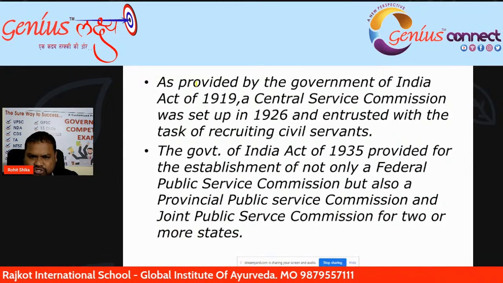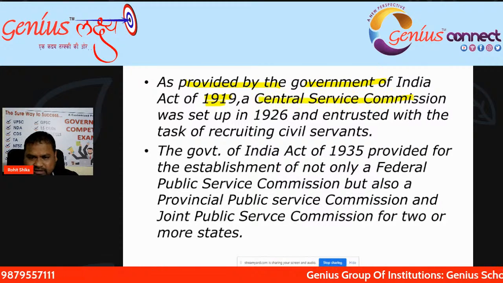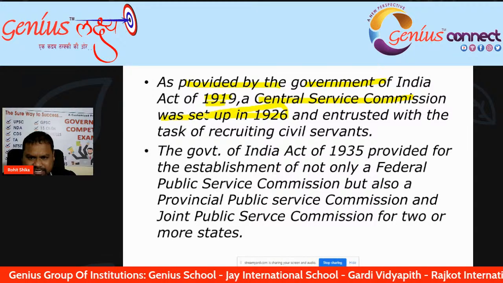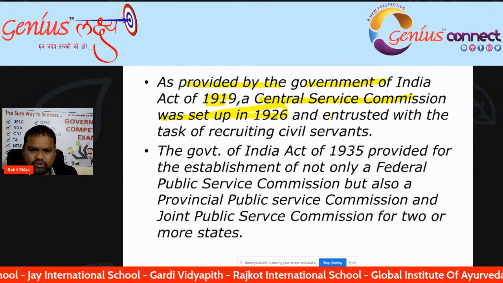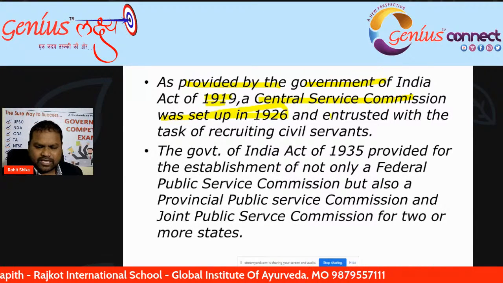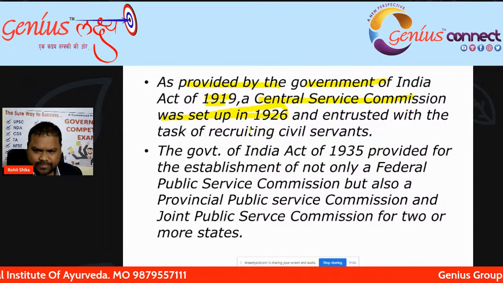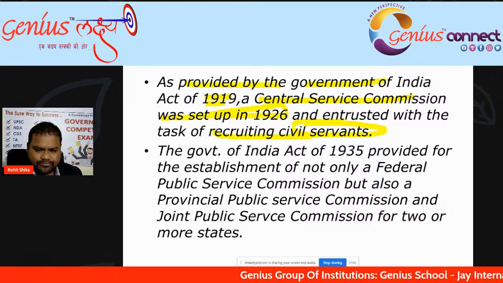Let's see some of the historical facts. As provided by the Government of India Act 1919, the Central Service Commission was set up. It is a very old matter. The Central Service Commission was set up in 1926, and it was a recruiting agency like UPSC, SPSC, JSPSC. It was recruiting public officers, civil servants.